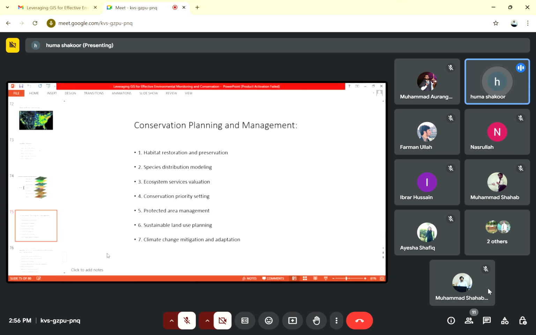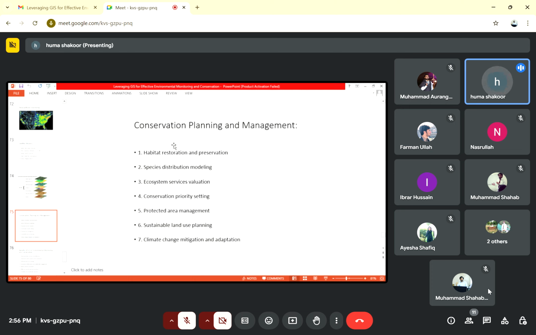After the identification of the issue, we have to start the monitoring of that issue by different methods, by using the satellite images, by using the field data, by using the remote sensing tools. After that, we go to the conservation planning and management. How to conserve the natural resources, how to conserve the biota, how to conserve the flora and fauna which is present in your environment, which give your environment a healthy environment.